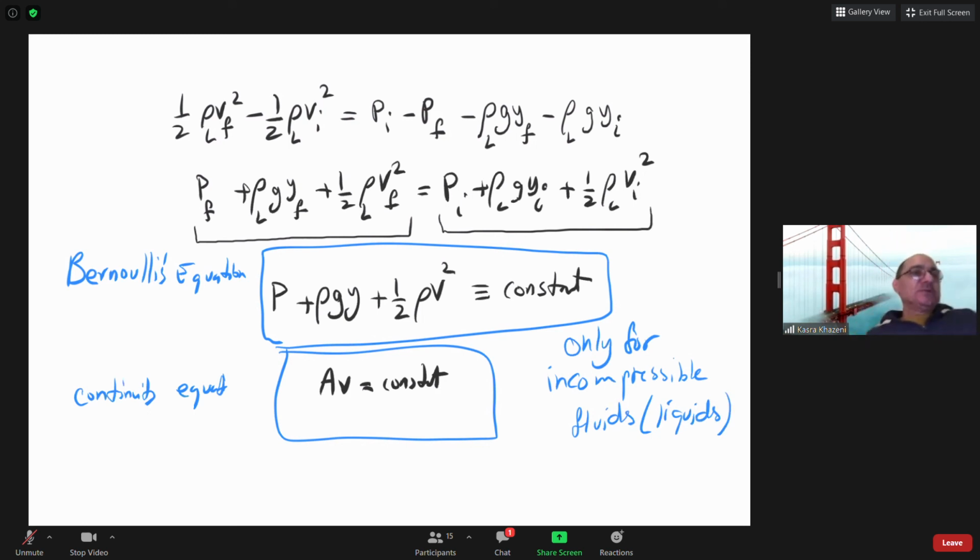I'm going to use these equations tomorrow to do some examples. All right, I guess we're out of time. I'll see you guys in the morning.